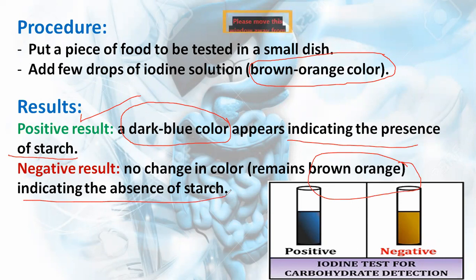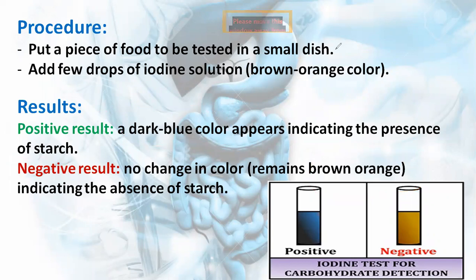starch. So I repeat, the iodine test is done to identify the presence of starch. If it's a dark blue color, it means that we have starch. If there is no dark blue color, it means that there is no starch, and the solution remains brown orange in color.